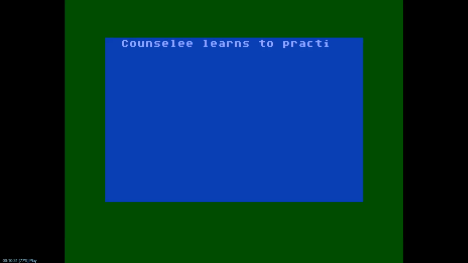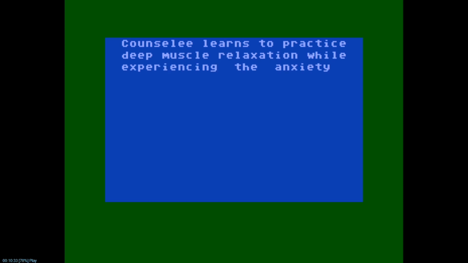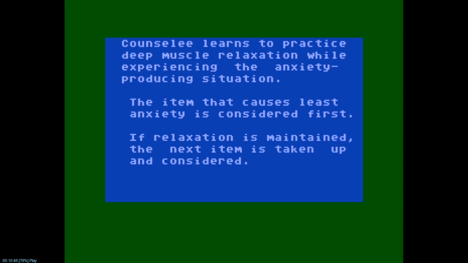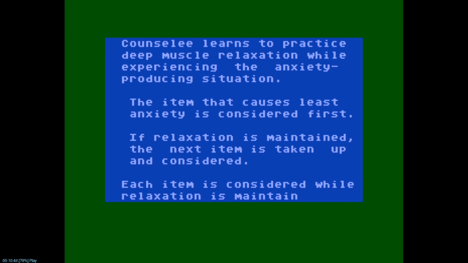The counselee then learns to practice deep muscle relaxation while experiencing the anxiety-producing situation. The item that causes least anxiety is considered first in all its aspects. If relaxation is maintained, the next item is taken up and considered. Over a period of time, each item is considered while relaxation is maintained as long as possible.